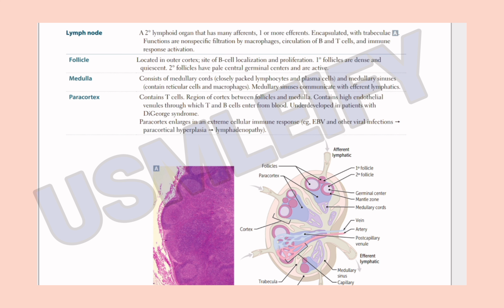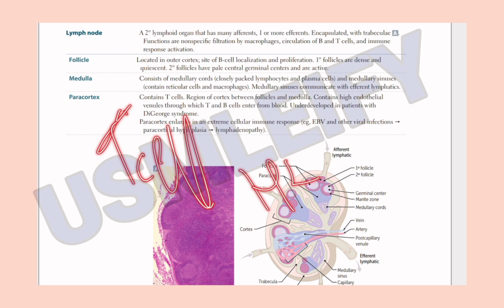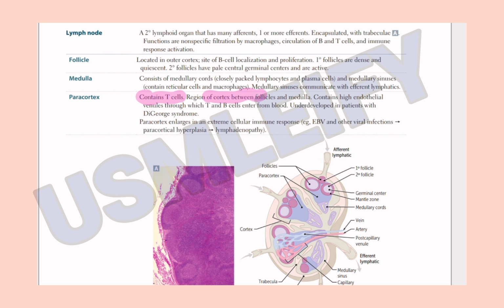Talking about the paracortex, which contains T cells, it is a T cell zone, and it also contains high endothelial venules. The paracortex is the region between the follicles of the cortex and the medulla. It contains high endothelial venules, which are specialized postcapillary venules through which T and B cells enter from the blood.